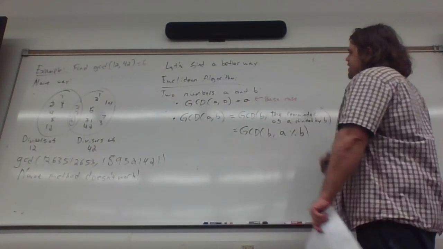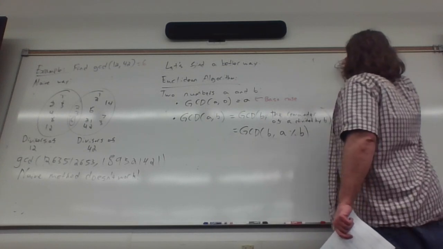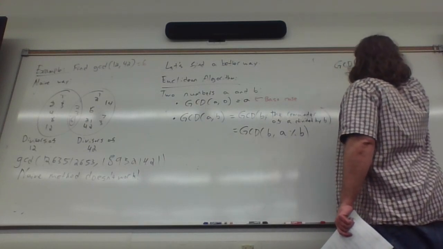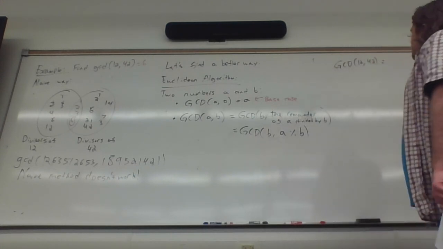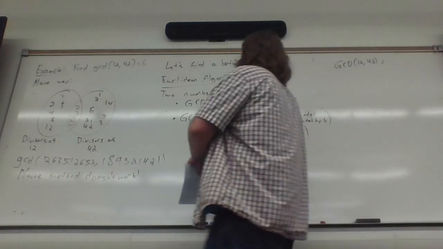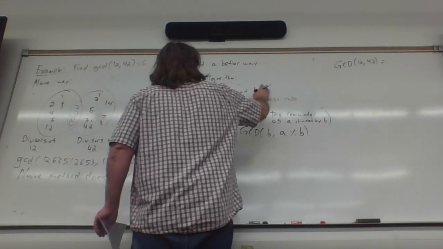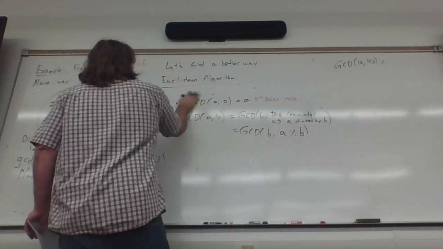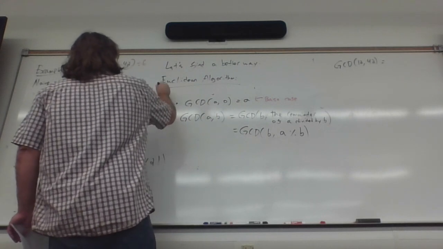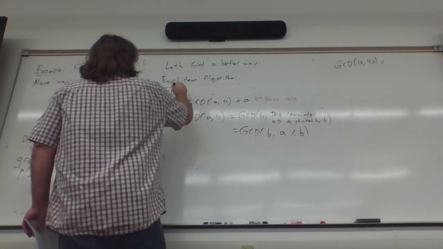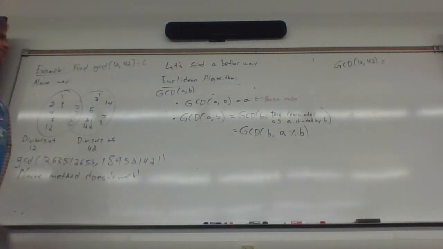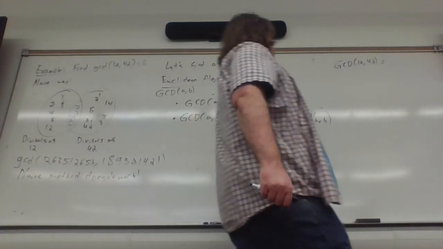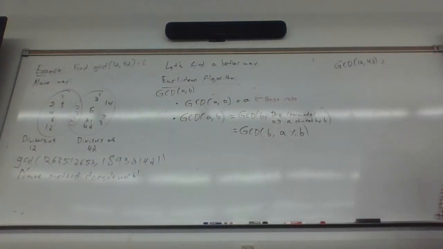So let's go ahead and work through this. We want to do the GCD of 12 and 42. Let me erase this real quick, and I'll write it in a bit more pseudocode way. GCD of A comma B. We're plugging in a first number and a second number, and this is what we expect to happen. So we're plugging in 12 and 42.